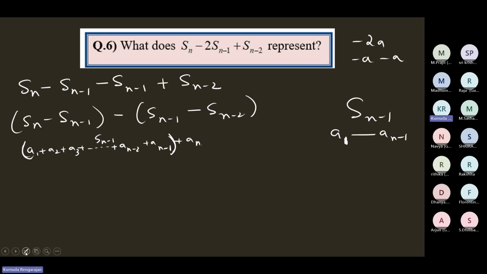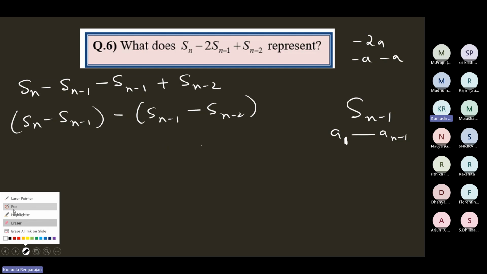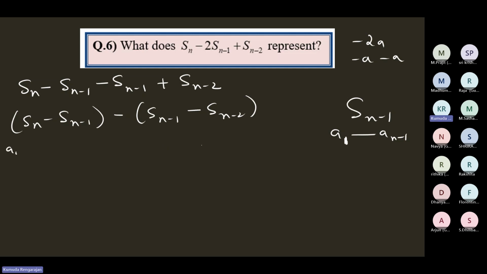And what we have written is Sn. See here, I'll just do it again for you. I'm writing Sn and I'm going to take away Sn minus 1 from that, removing. Sn is A1 plus A2 plus A3 plus An minus 3 plus An minus 2 plus An minus 1 plus An.